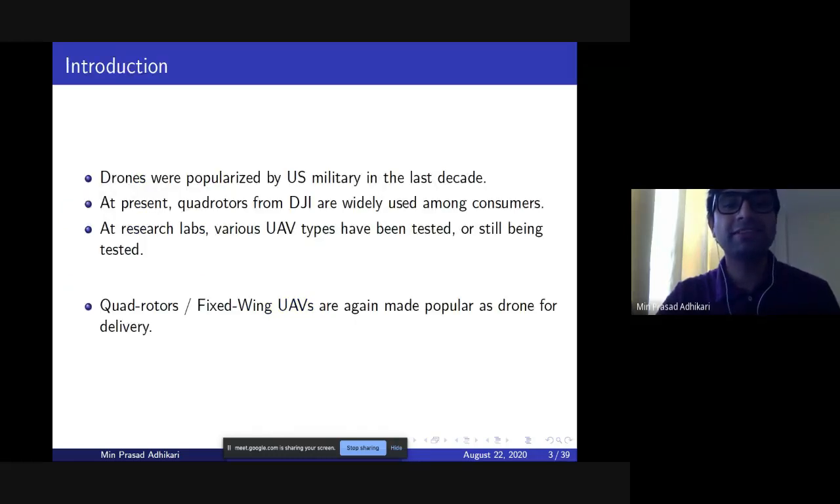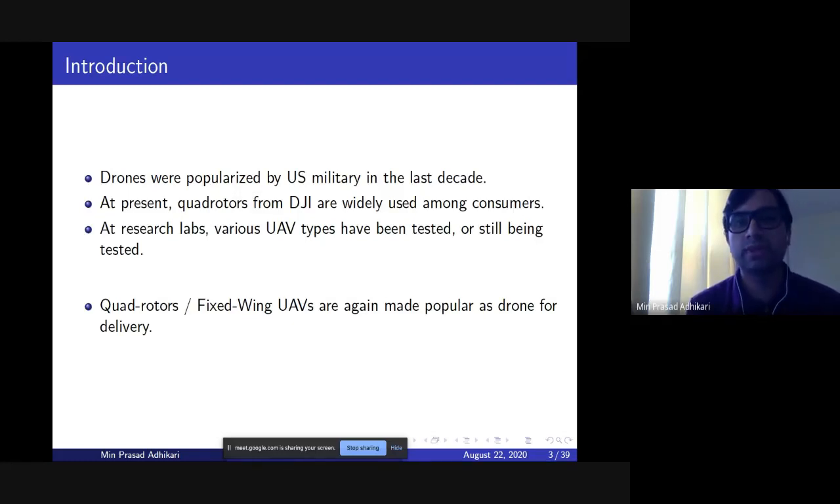We might have just a little bit of history. When I was a kid, drones were popularized by the US military, and I could see a lot of news about what drones did this and that. In recent days, the quadrotors from DJI are widely used among consumers, and because of photography and videography, they have been really popular. Besides quadcopters, there are a lot of other UAV types that have been tested or are still being tested: fixed wing, a combination of both, and various other types. There's something called a bicopter as well, and a lot of them.